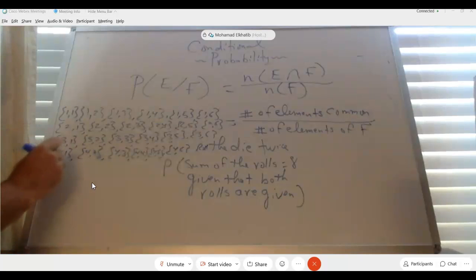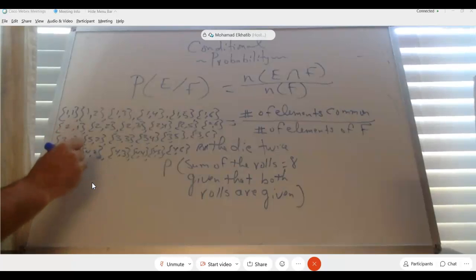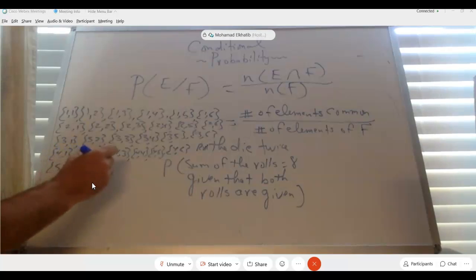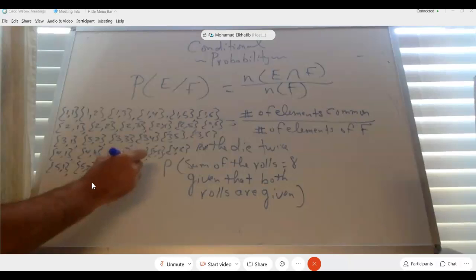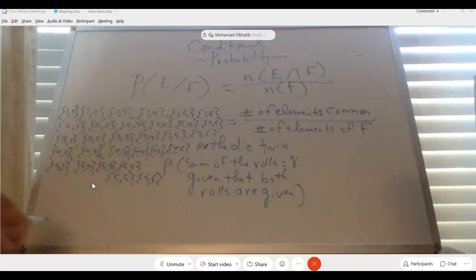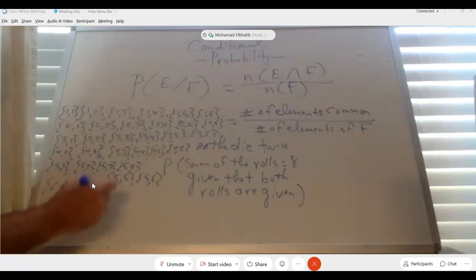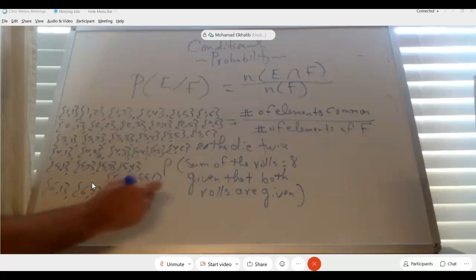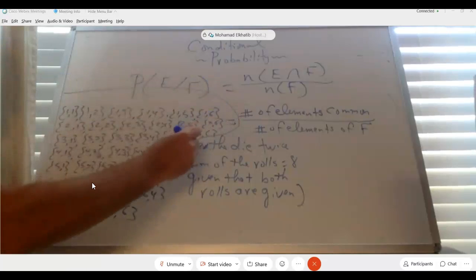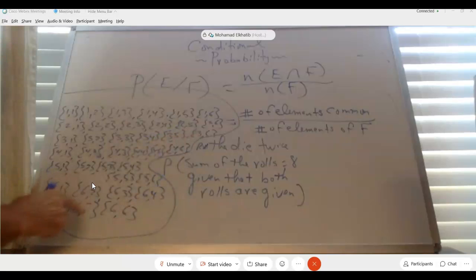Or I might get 5, 1, 5, 2, 5, 3, 5, 4, 5, 5, or 5, 6. Or I might get 6, 1, 6, 2, 6, 3, 6, 4, 6, 5, or 6, 6. So these are my sample space. There is no way in the world that if I roll the die twice, I'm going to get any sequence of numbers other than this.